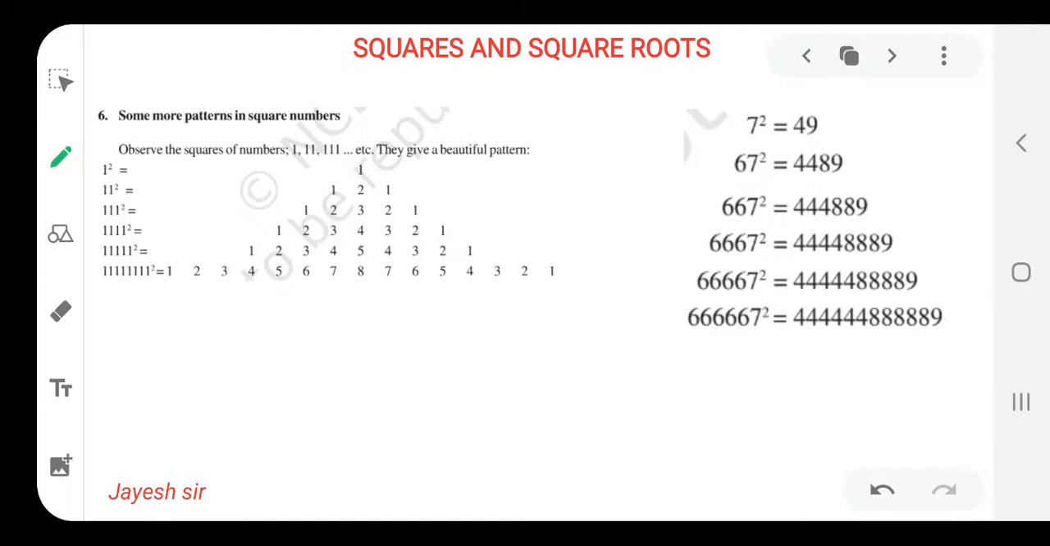Observe the square of the numbers made of 1 like this. This method is also explained by this pattern only. The squares pattern or example I have explained in my basic calculation playlist. You can go and watch there. Using this method only, I have explained how to find the square of numbers made of 1. That same pattern we are going to learn over here.